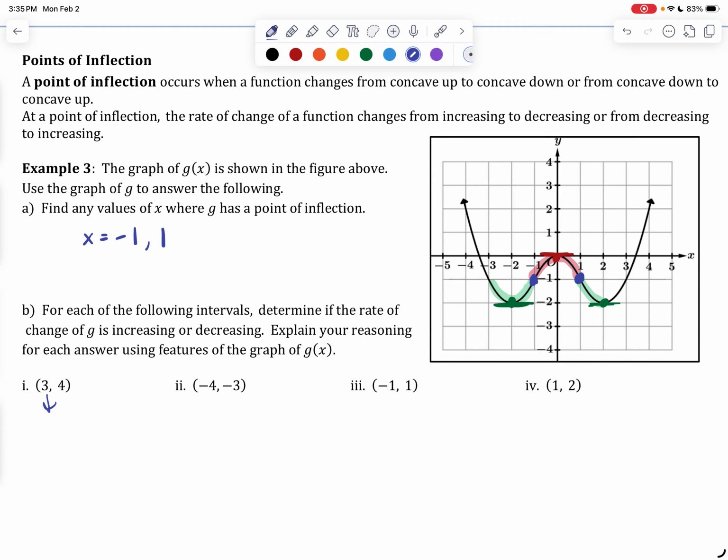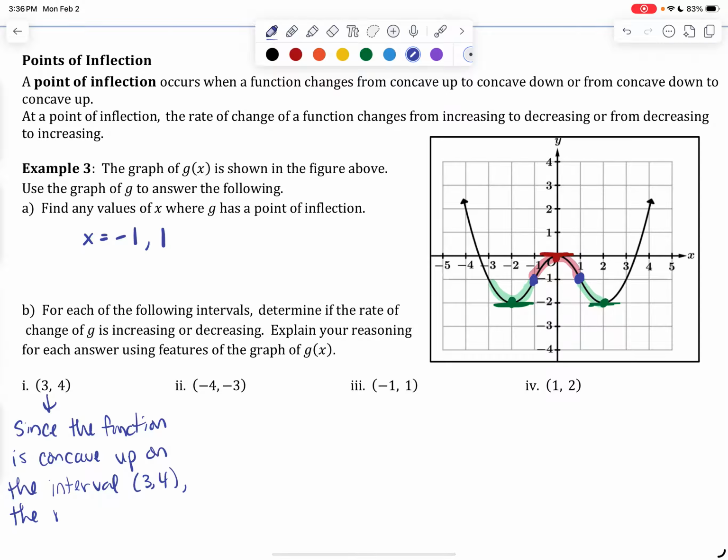So we're going to explain our reasoning: since the function is concave up on the interval 3 to 4, the rate of change is increasing on this interval.